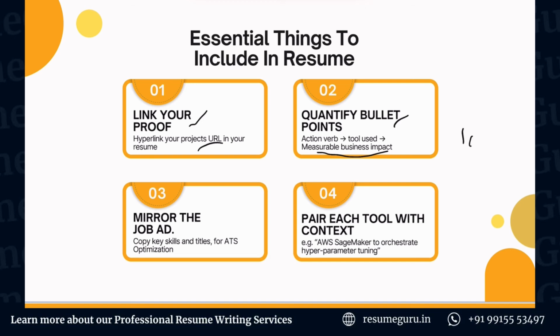Third is mirroring the job ad. When you're applying for a job in any job portal, you will see a job description. What you can do is copy those key skills and titles and add them to your own resume for ATS optimization. The fourth is pairing each tool with context.